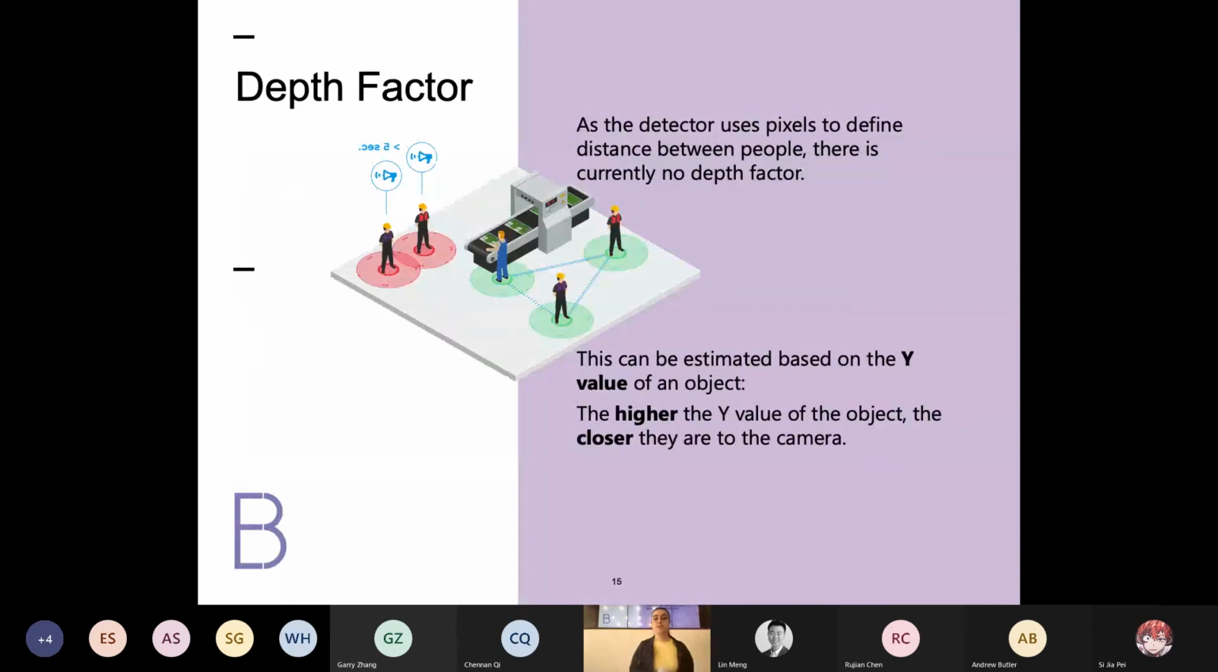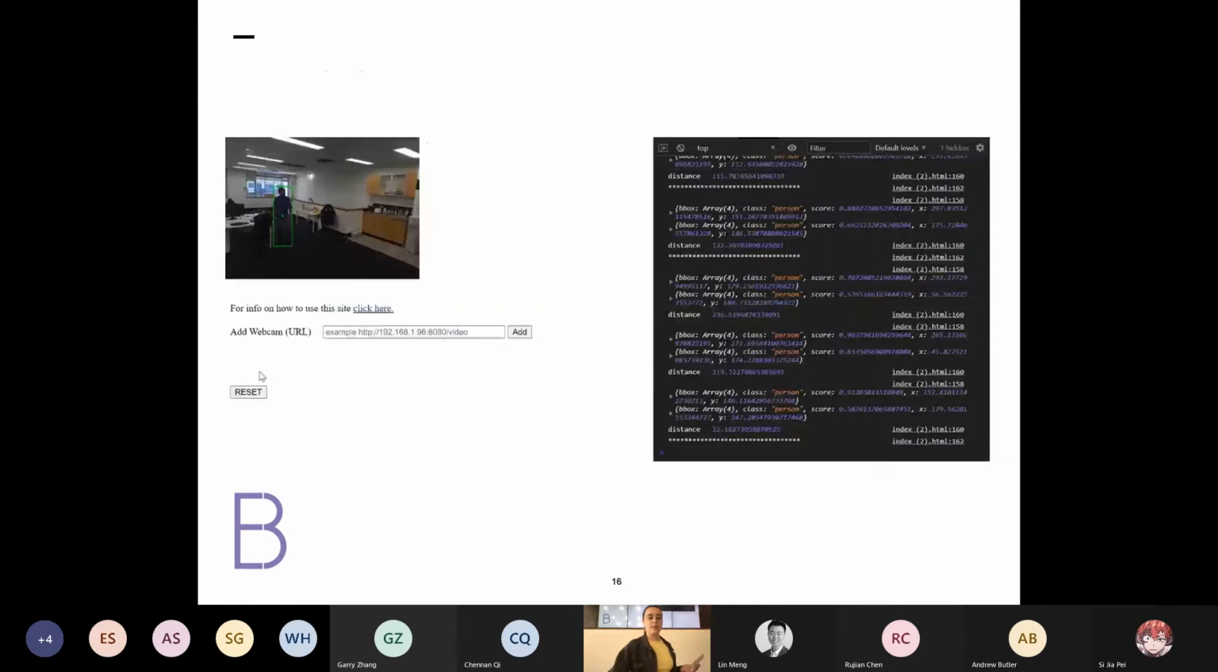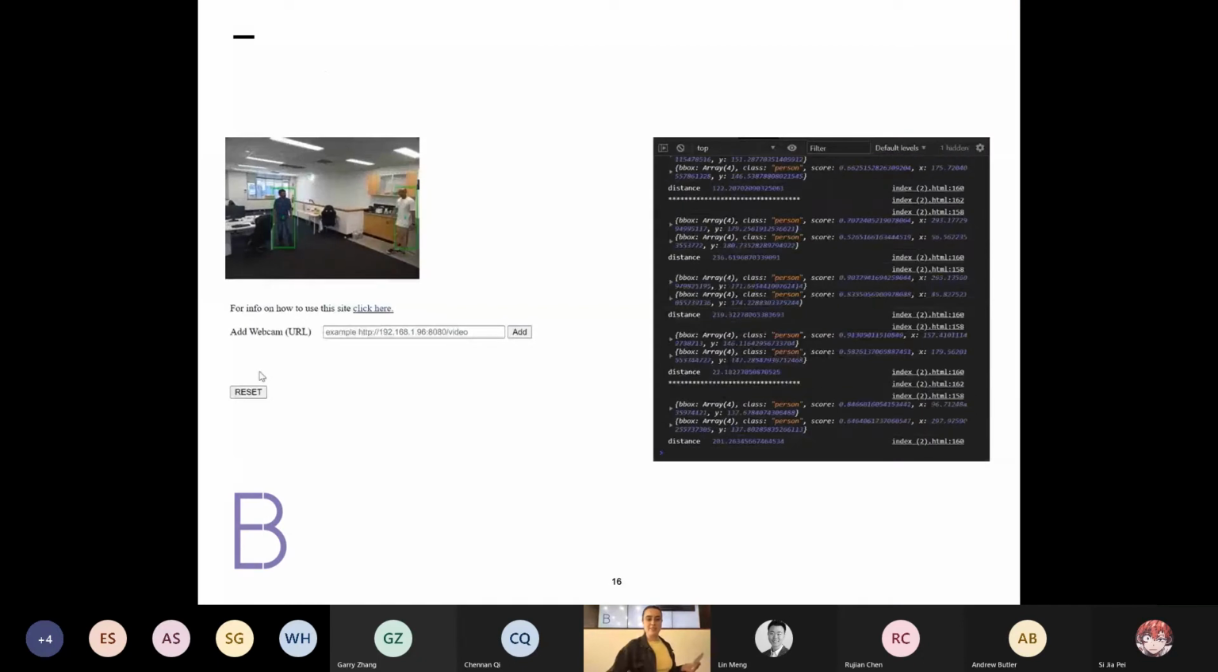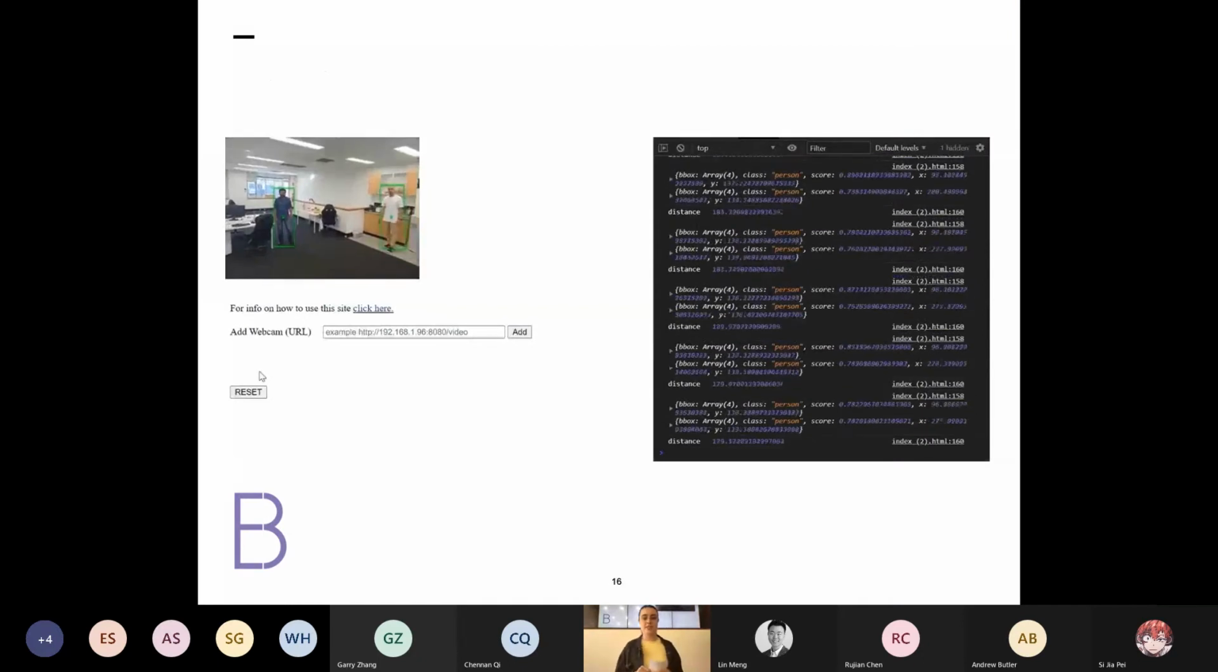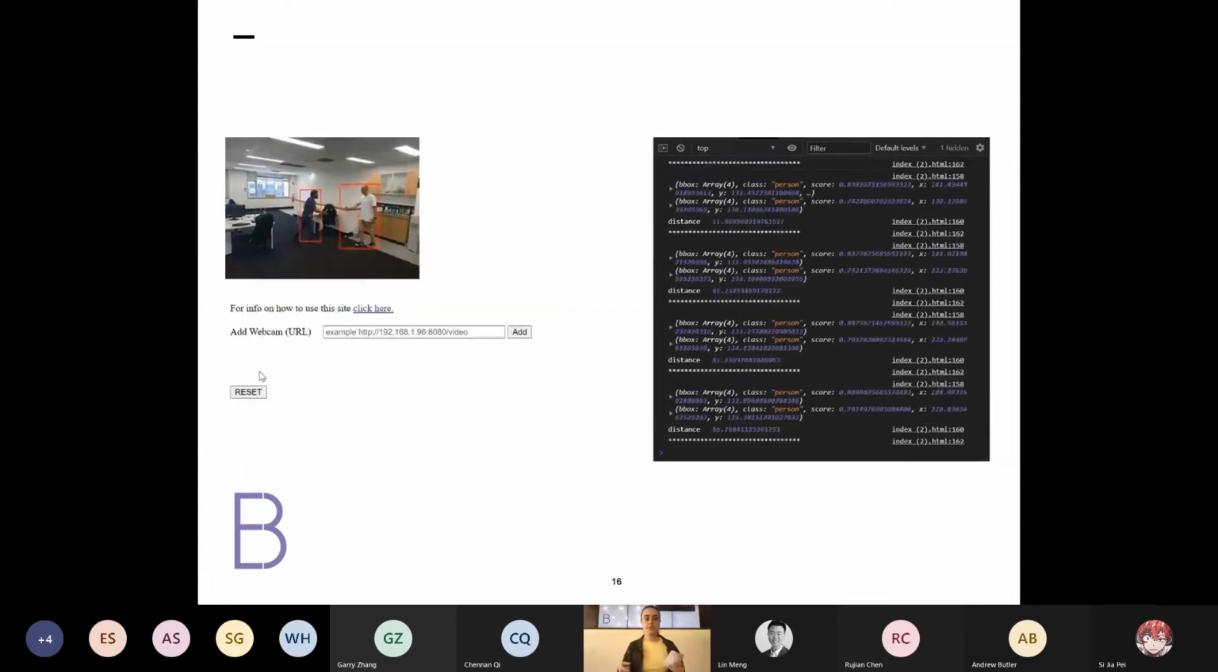As the detector uses pixels to define distance, there's currently no depth factor. So we found that this could be estimated using the Y value of an object. The higher the Y value of an object, the closer they are to the camera. This wasn't completely accurate, but with the time frame, this is sort of what was our solution. So this was then testing it again in my office space, and we just had the console panel on the right, which shows all of the data that's coming through.